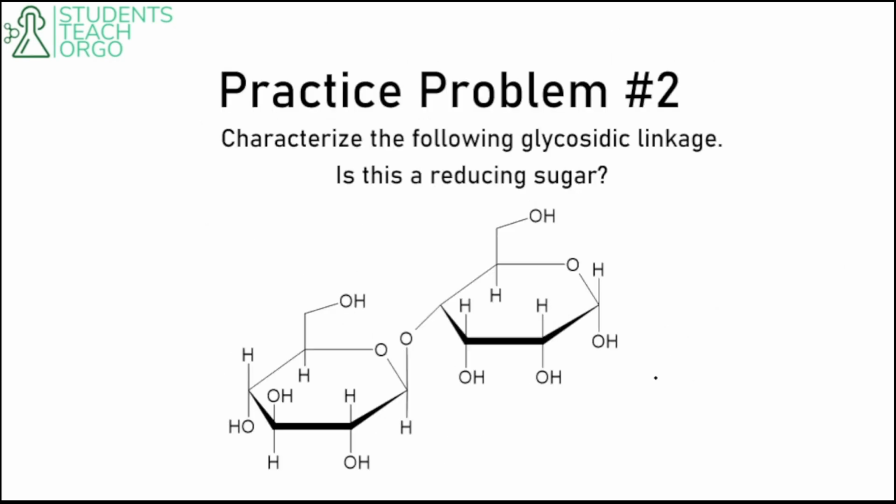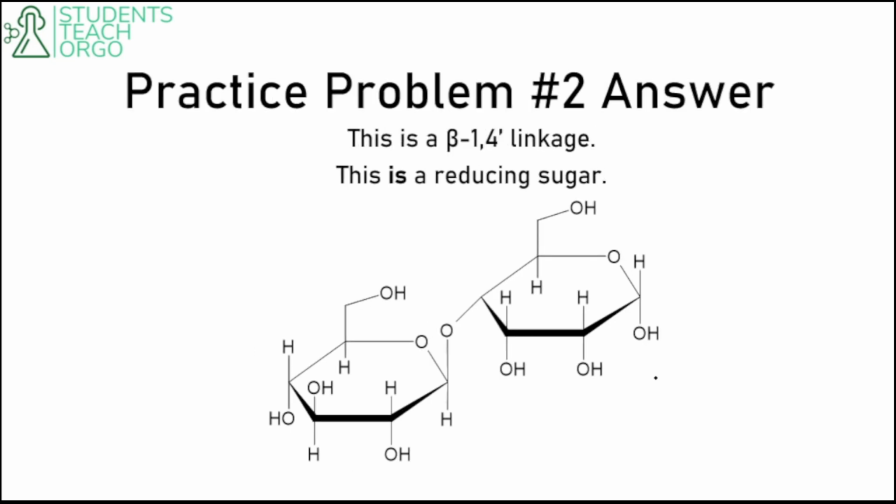Let's do another problem. So let's characterize the following linkage. Is it a reducing sugar? So take a second and think about that. Okay, so this is a reducing sugar. Why? Take a look right here. You have your hemiacetal. Even though it's an acetal here, you still have your hemiacetal.